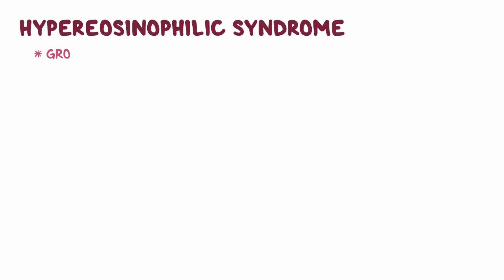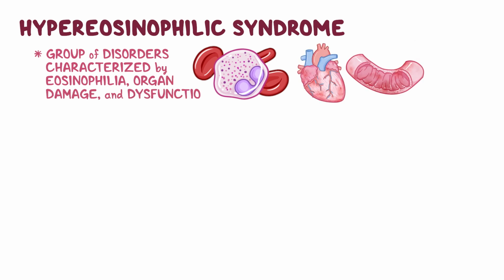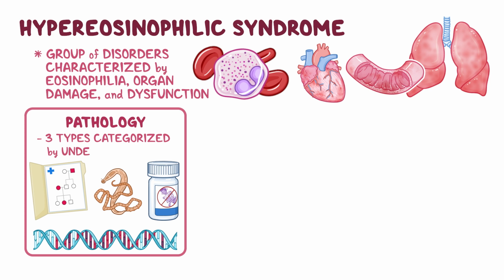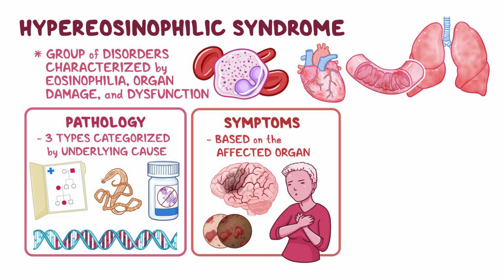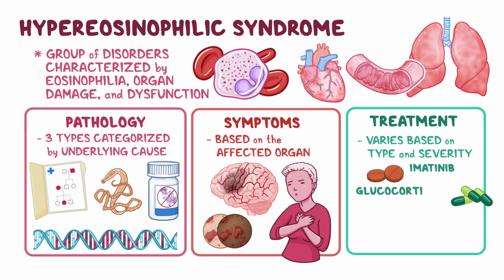Alright, as a quick recap, HES is a group of disorders that are characterized by eosinophilia, organ damage, and dysfunction. There are 3 main types of HES, categorized based on the underlying cause. Symptoms are based on the affected organ. Treatment varies based on the type and severity of HES and includes imatinib, glucocorticoids, hydroxyurea, and mepolizumab.